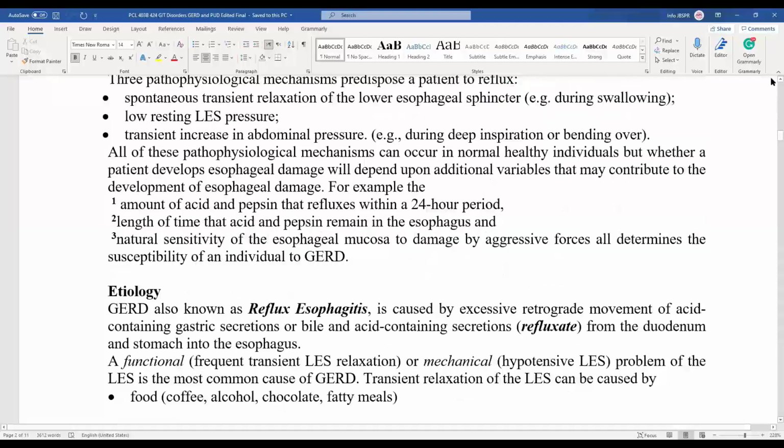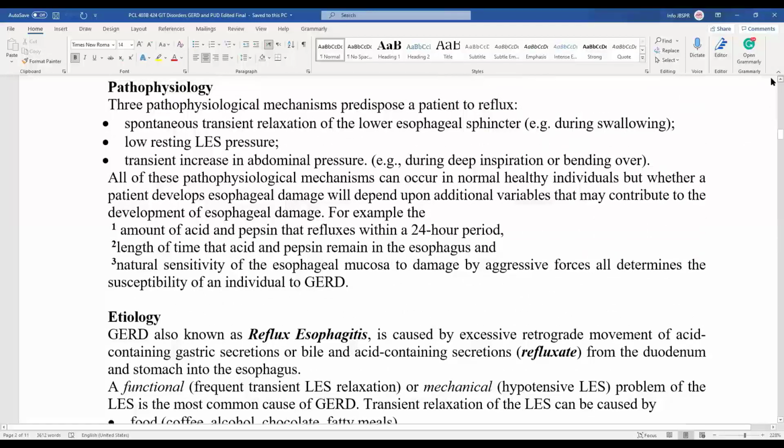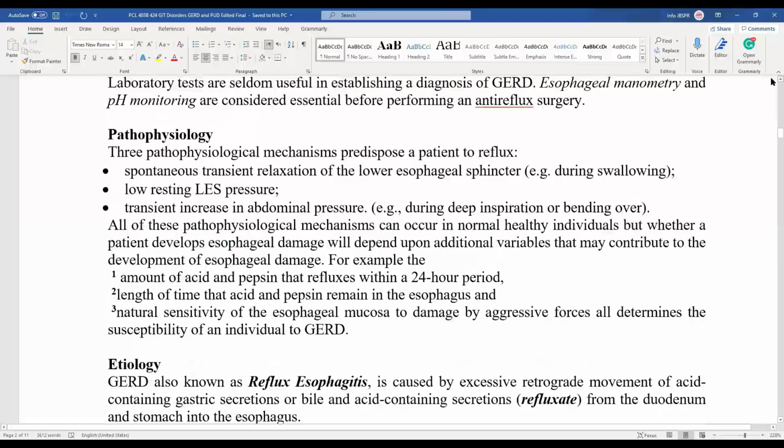The pathophysiology, we can look at this through three mechanisms. One is the spontaneous transient relaxation of the lower esophageal sphincter. Normally, it is a ring which is supposed to be closing the stomach, stopping the content of the stomach from coming up. But when there's transient relaxation and it's not working well, then part of the content of the stomach can come up to the esophagus.